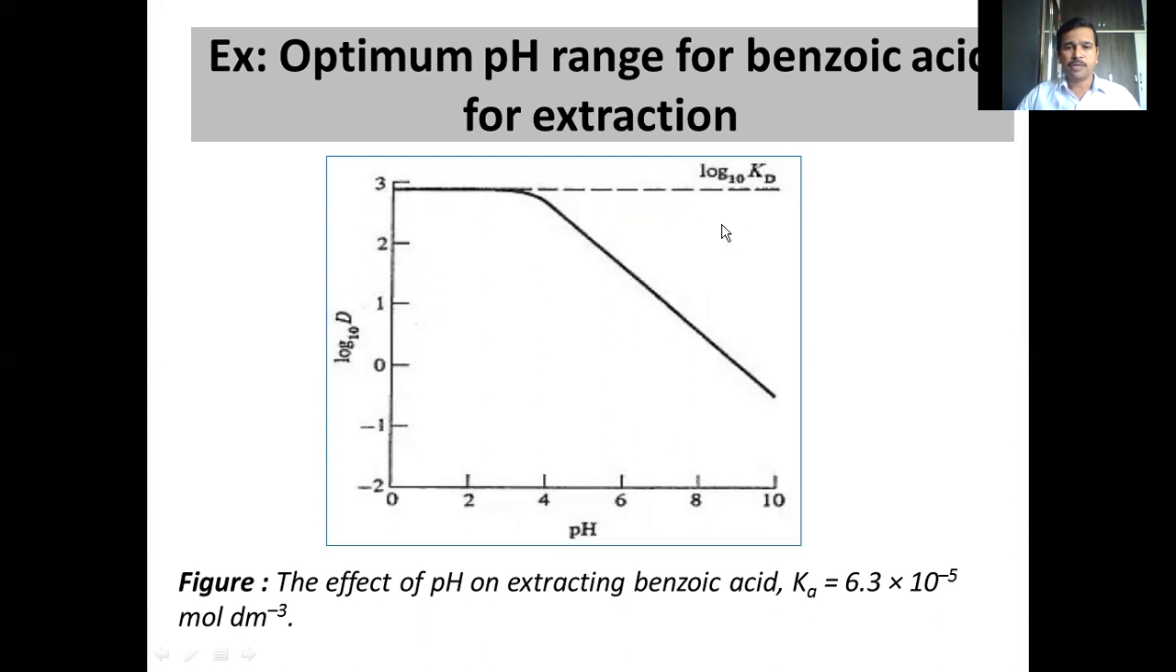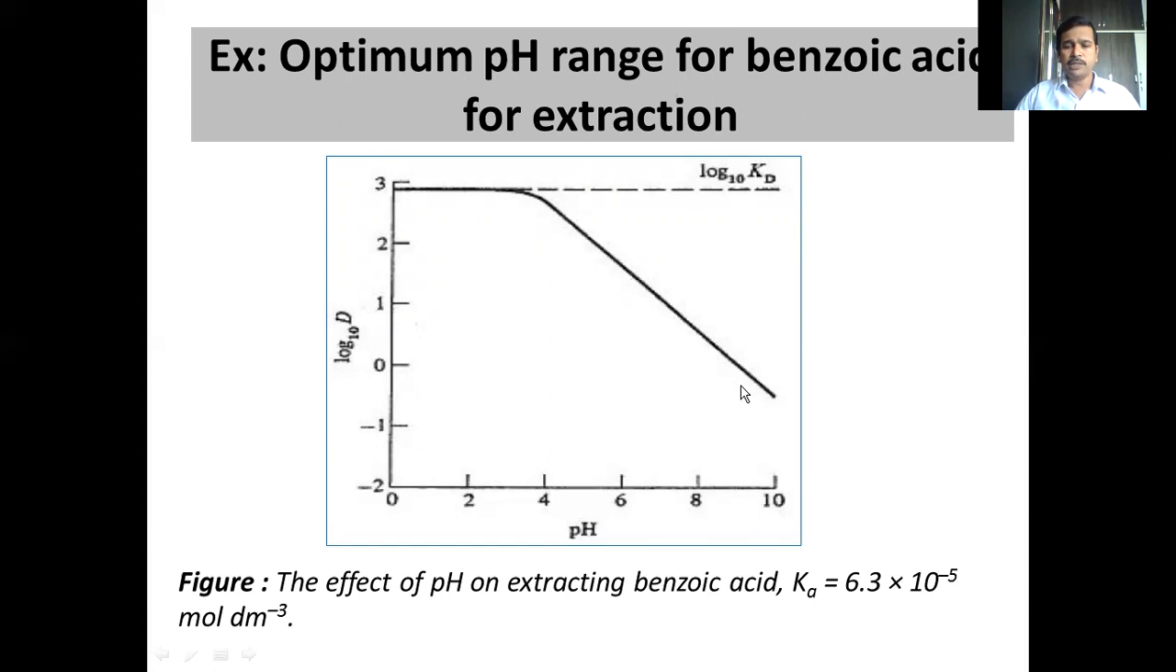So at around pH 4, log Kd to the base 10 will be exactly equal to log D to the base 10. That means the Kd value will approach D, provided the pH is maintained up to nearly 4. If you increase the pH beyond 4, the extraction efficiency for benzoic acid will decline. Therefore, you must be very familiar with this factor in order to extract any carboxylic acids into the organic phase. pH is the deciding factor.